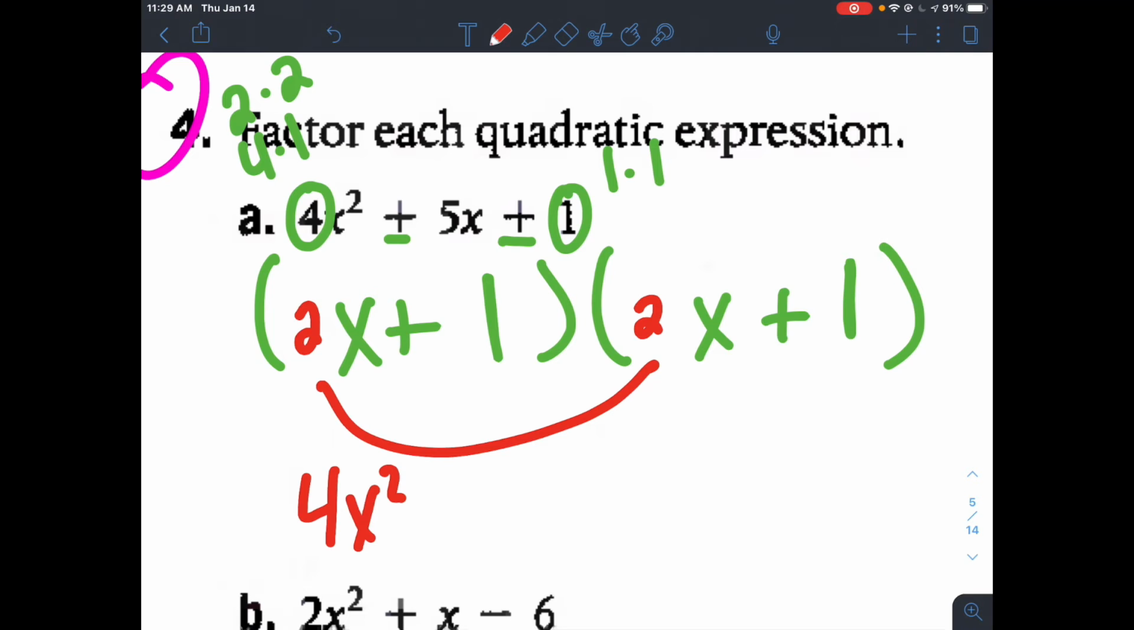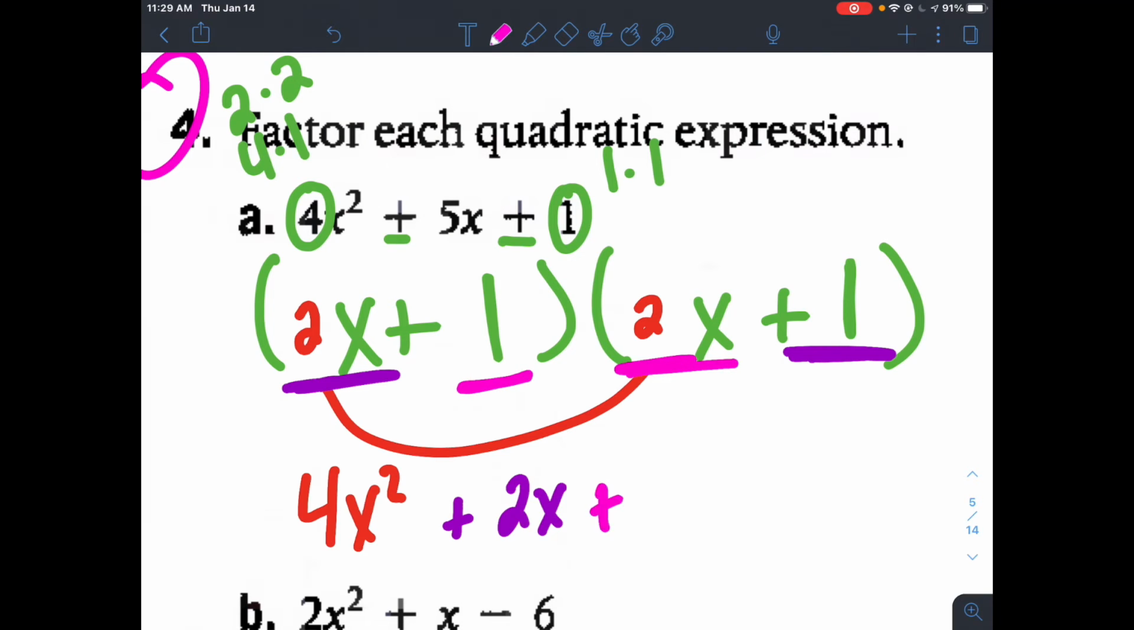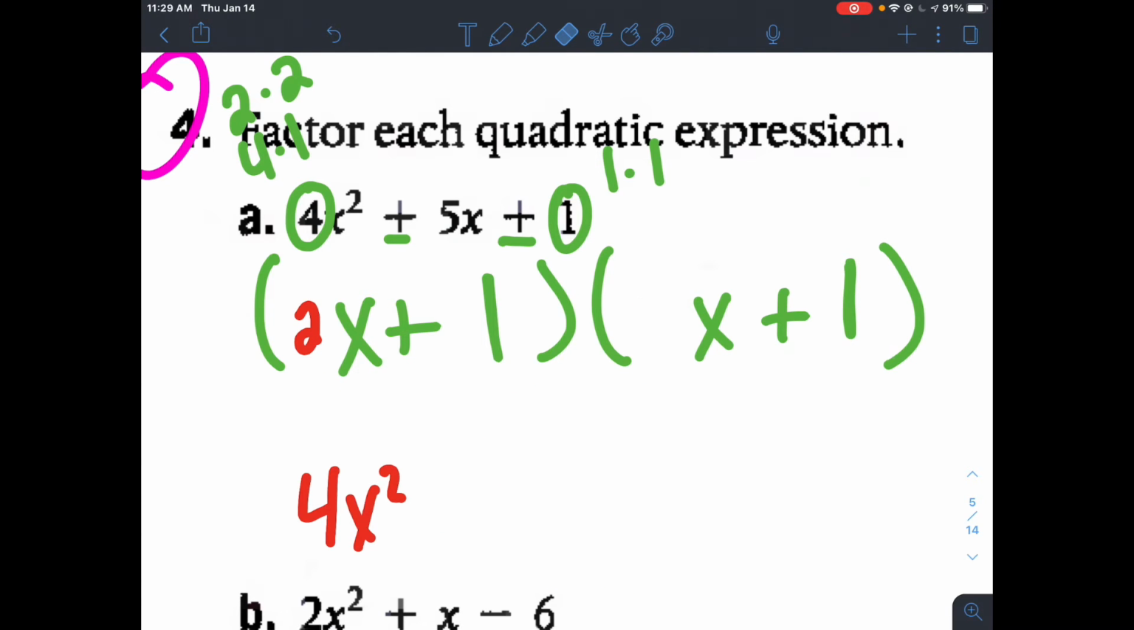Now if I do the outsides plus the insides, so it's really hard to show you on here. The outsides, 2x, plus the insides, different color, this guy and this guy, plus 2x. Well, that'll only give me a 4x when I add those together. So that's not going to work out for me. All right, back to the drawing board. I need to replace those. 2 times 2 is not going to work, so let's try 4 times 1.